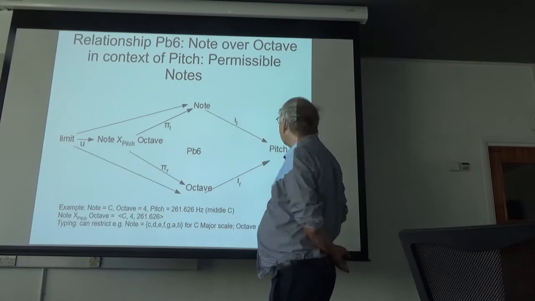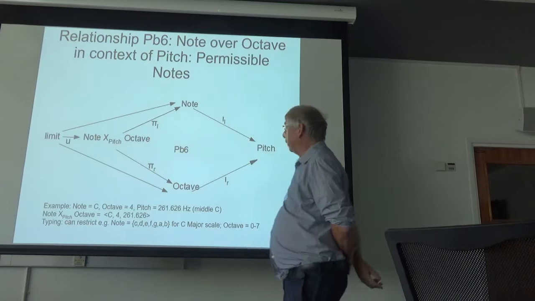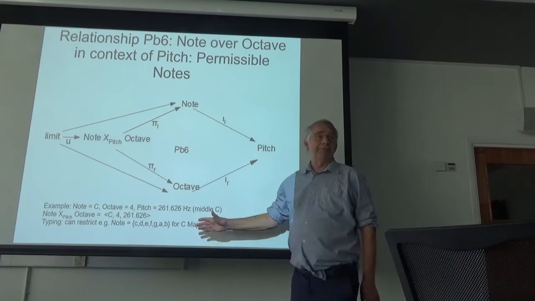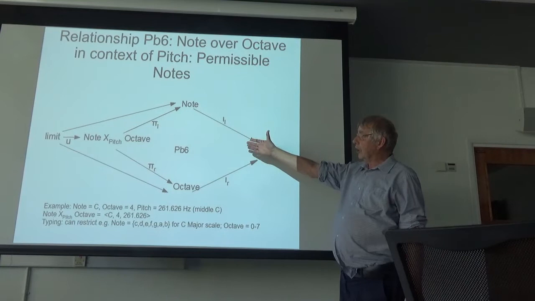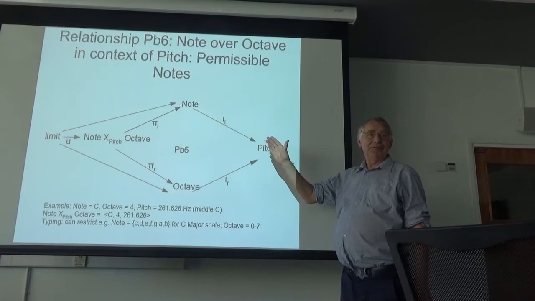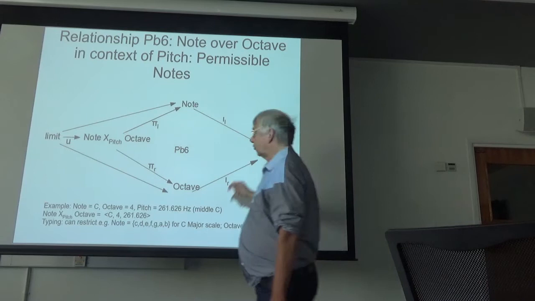So this is in effect typing notes in this pullback PB6, for the C major scale. But you don't have to type it that way; I've chosen to type it that way. Moving on from this, I can make sure that any note that somebody puts in will be in this key. So that's setting up a nice popular song in C major.